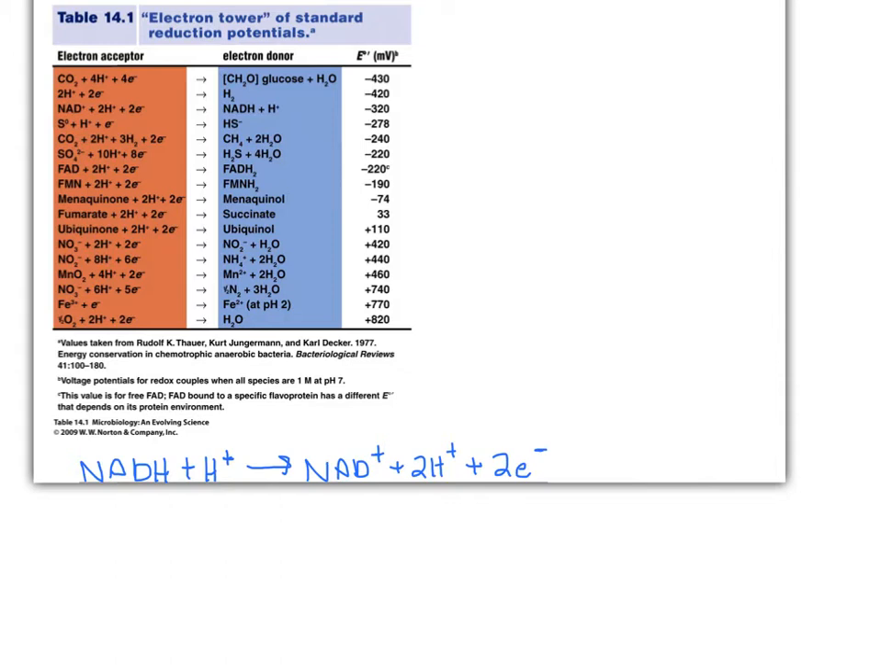So nitrate, NO3-, plus 2 protons plus 2 electrons yields nitrite plus water.